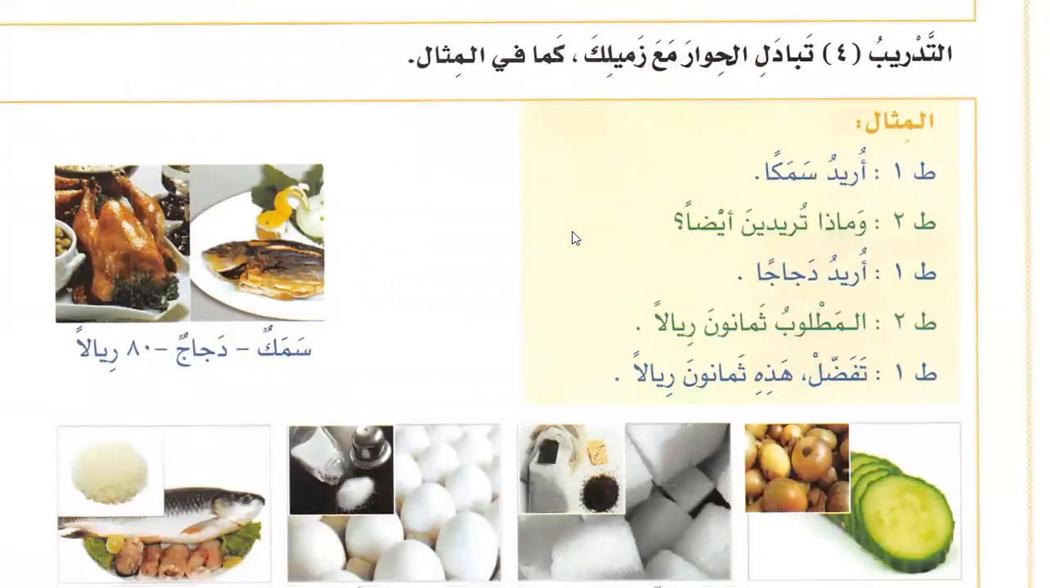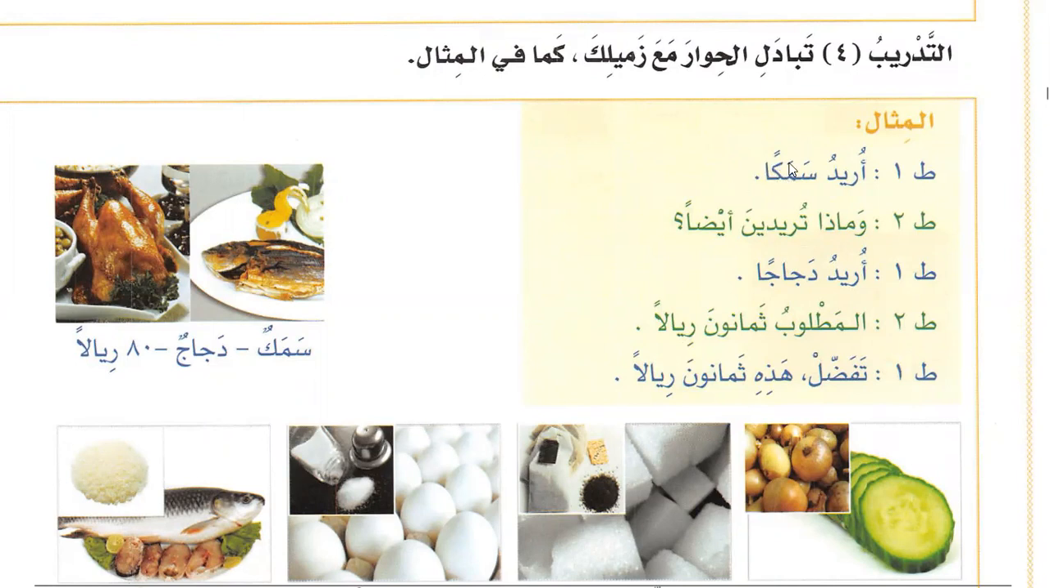تدريب الرابع: تبادل الحوار مع زميلك كما في المثال. الطالب الأول: أريد سمكا. I want a fish. الطالبة الثانية: وماذا تريدين أيضا؟ What else do you want? الطالبة الأولى: أريد دجاجا. I want a chicken. الطالبة الثانية: المطلوب ثمانون ريالا. 80 riyals are required. الطالبة الأولى: تفضل هذه ثمانون ريالا. Please take. Here are 80 riyals.